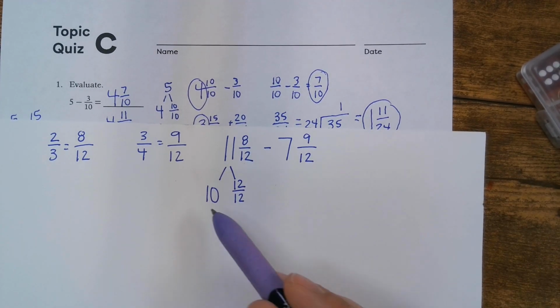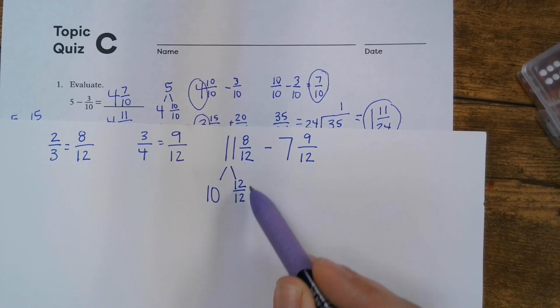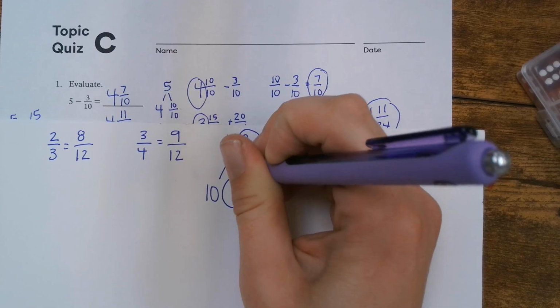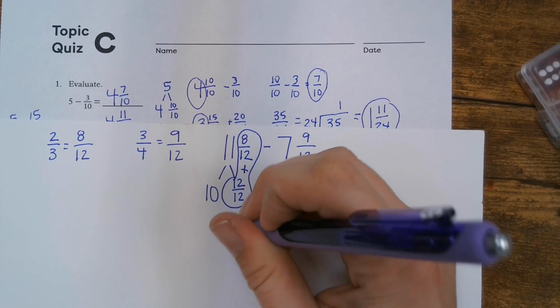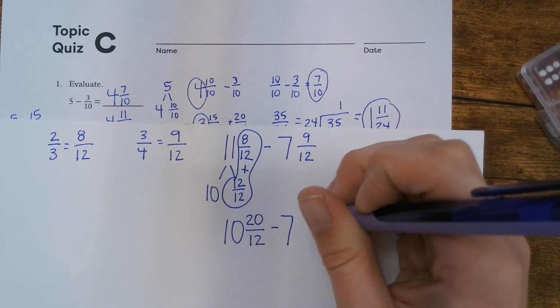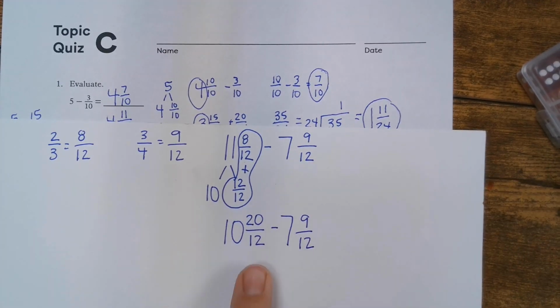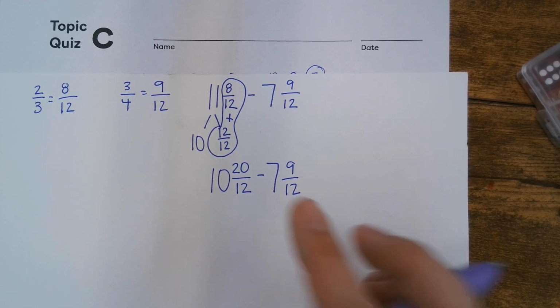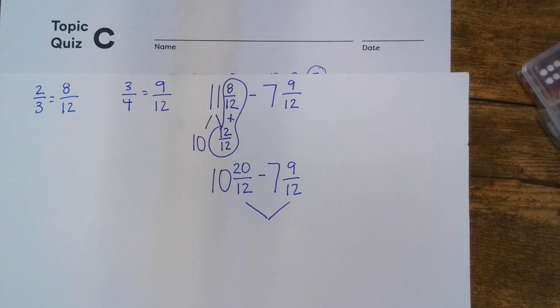Because now I have 10, 12 12ths, 8 12ths. So I need to take these 2 fractions and add them together. So now I have 10 and 20 12ths minus 7 and 9 12ths. Now this is improper. It can't be improper in my final answer, but it's okay for it to be improper right now because we're not finished with it. Because now I can do my fractions.